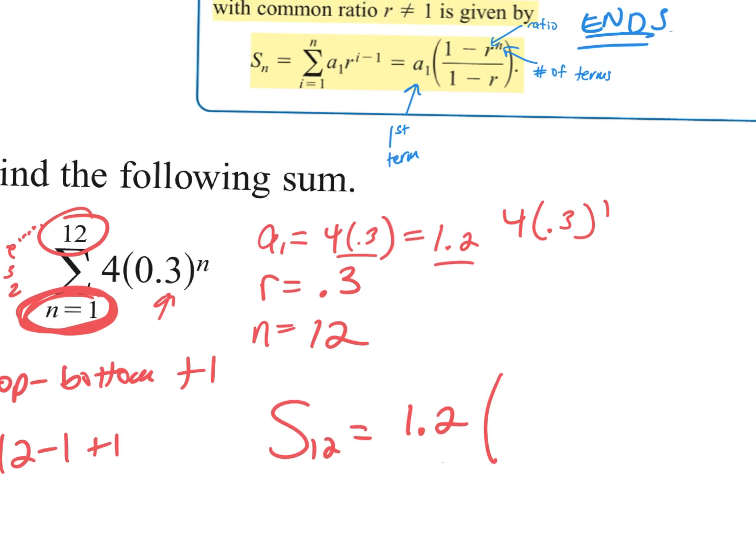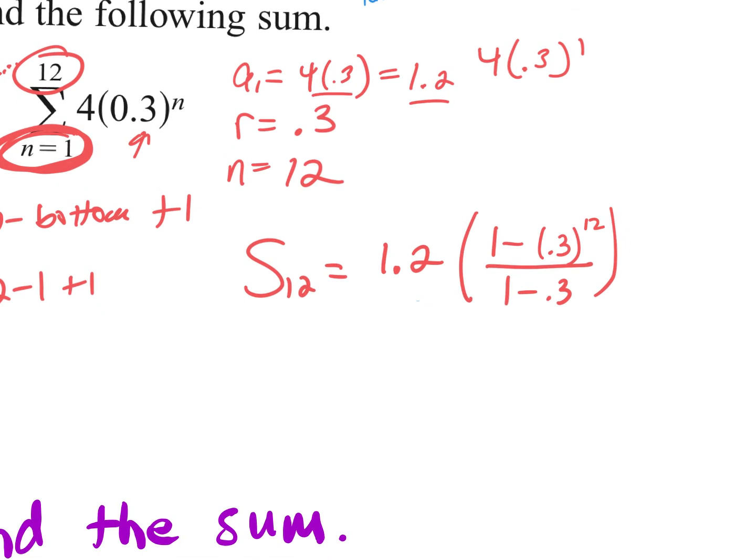And then you have to plug all this stuff in. So it's 1 minus r. What's our r? 0.3. Raised to the what power? 12. Good. Over 1 minus 0.3. Now this becomes a calculator thing. You have to know how to use your calculators, guys. What should be done first?